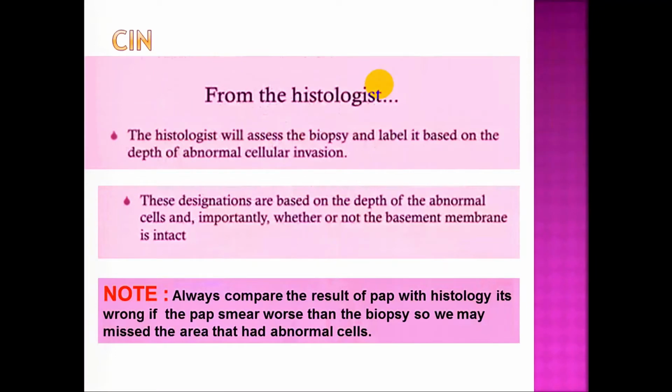The histologist will assess the biopsy and label it based on the depth of abnormal cellular invasion. These designations are based on the depth of the abnormal cells and, importantly, whether or not the basement membrane is intact. Always compare the result of pap with histology. It is wrong if the pap smear is worse than the biopsy, as we may have missed the area that had abnormal cells.